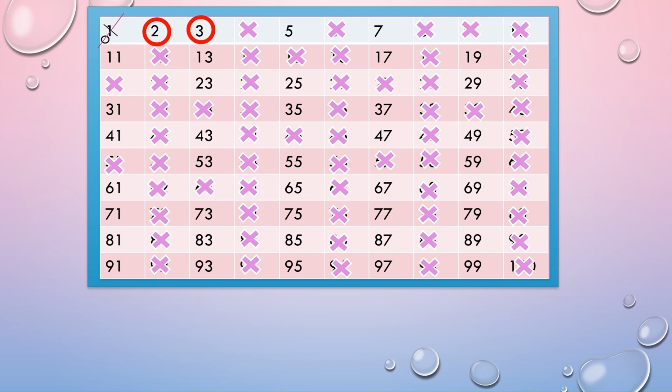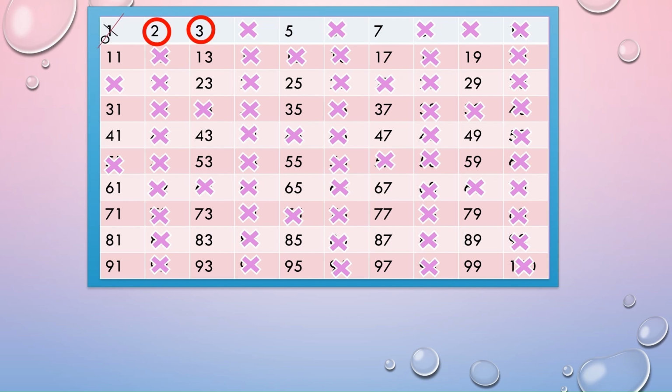Next number, 69. 6 plus 9 is 15. And 15 is there in the tables of 3. So cross out 69. Next row, 71. 7 plus 1 is 8. Not in the tables of 3. Next number, 73. 7 plus 3 is 10. Not in the tables of 3. Next number, 75. 7 plus 5 is 12. And 12 is there in the tables of 3. So cross out 75.